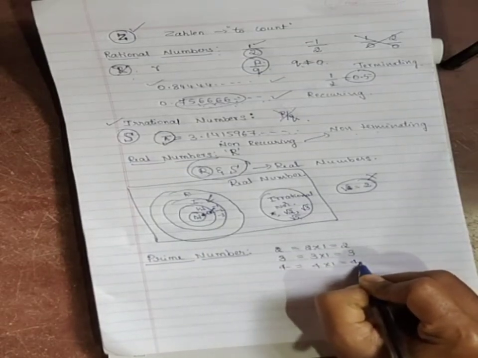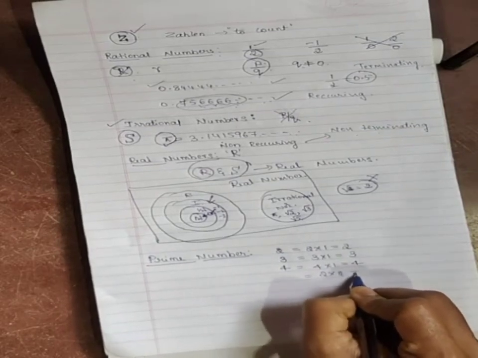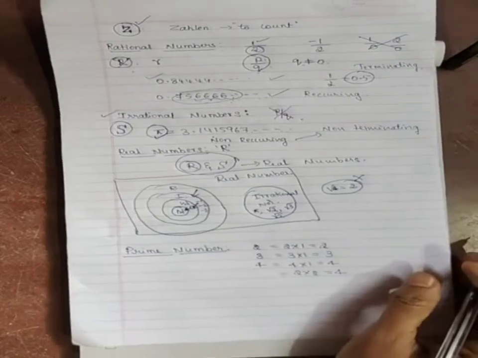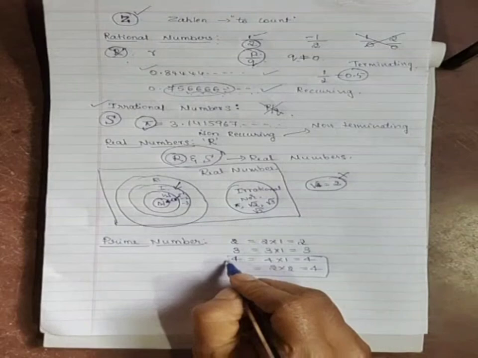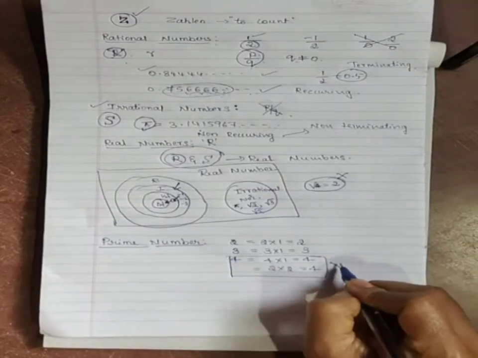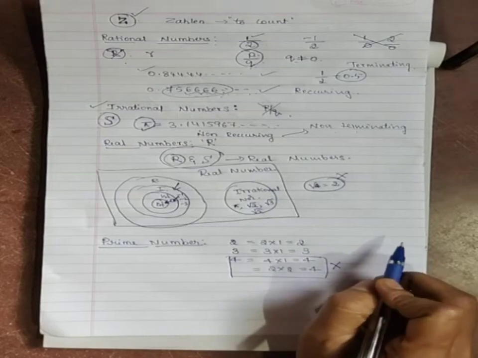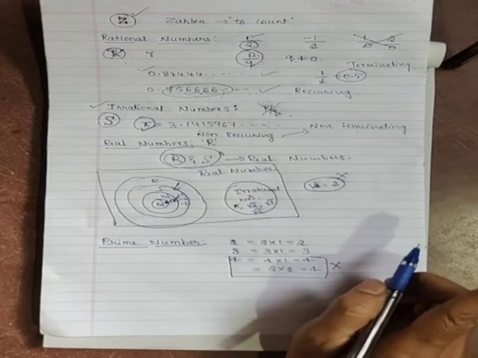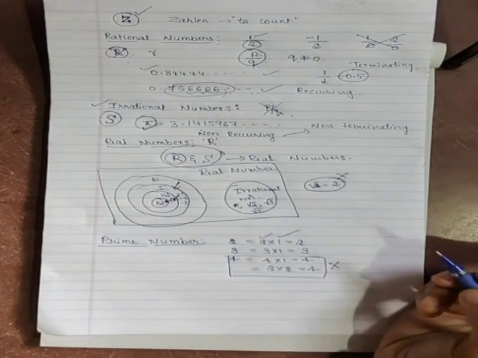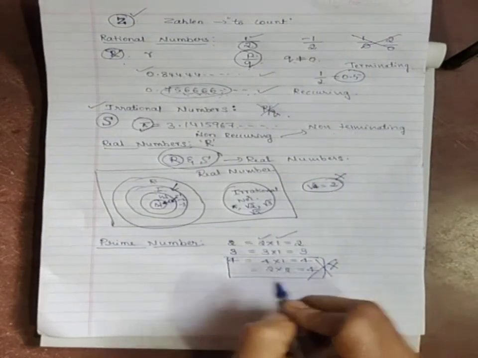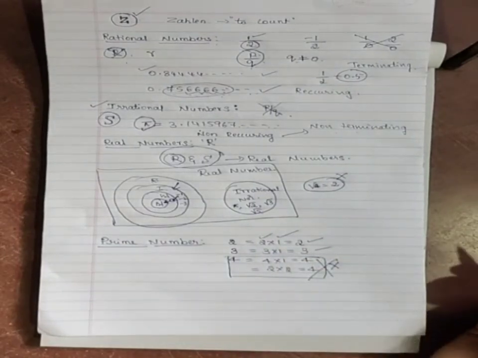But I can write this 4 as 2 into 2. 2 into 2 is equal to 4. Now, this is not possible. Why? Because a prime number is any real number that is divisible by 1 and itself. Other factors are not possible. Numbers like these we call prime numbers.